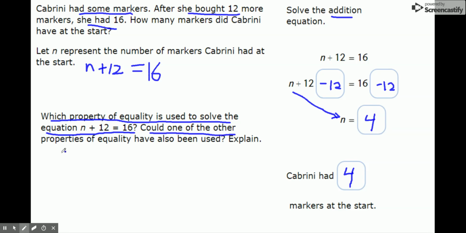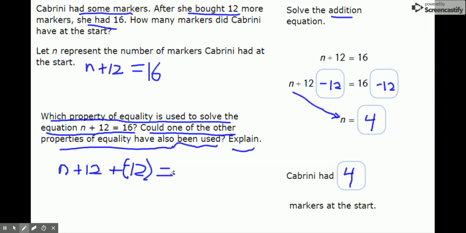Could one of the other properties of equality also have been used? Explain. From your understanding currently, I would say no. You could argue the case and do n plus 12 and argue that you'd be doing the addition property by adding a negative 12, right? Because 12 plus negative 12 would end up being 0. When you add a number to its opposite, you get 0.